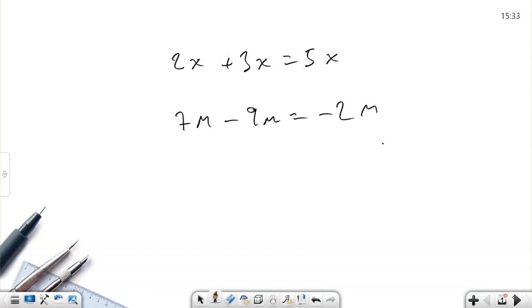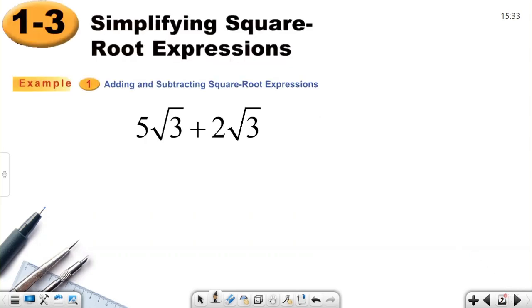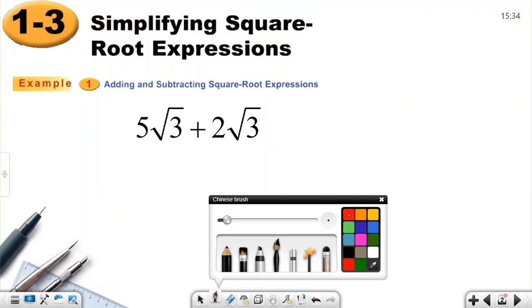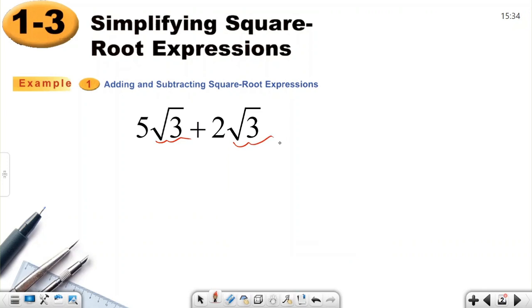So what we are going to talk about today is very similar to that one. Simplifying square root expressions, so how to add or subtract these expressions. For example, 5 square root of 3 plus 2 square root of 3. They're like radicands. As you see here, we have square root of 3 and square root of 3, so they are like radicands, and we can combine them together. So we have 5 square root of 3 and another 2 square root of 3. In total, we will get 7 square root of 3.